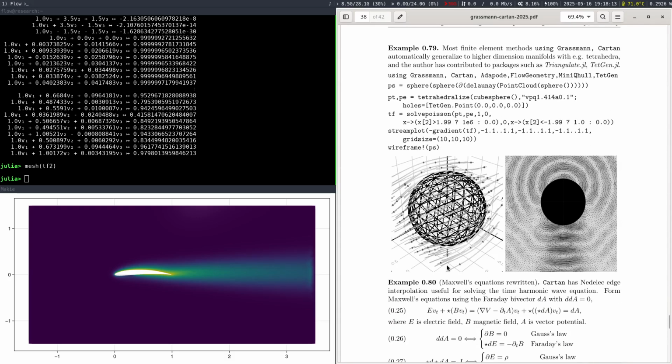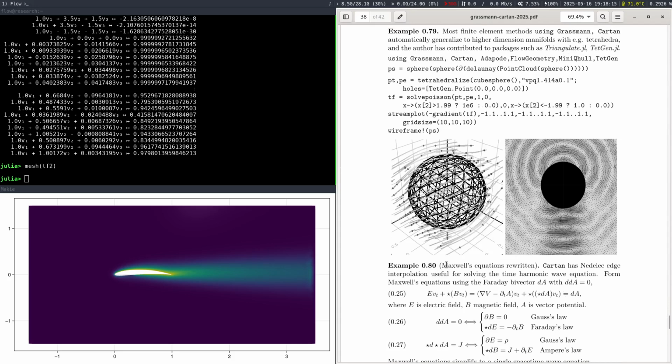how it works. And most of the finite element methods using Grassmann and Cartan automatically generalize to higher dimensional manifolds with tetrahedra, for example. And the author has contributed to packages such as triangulate.jl and tetgen.jl. So let's try another one of these.